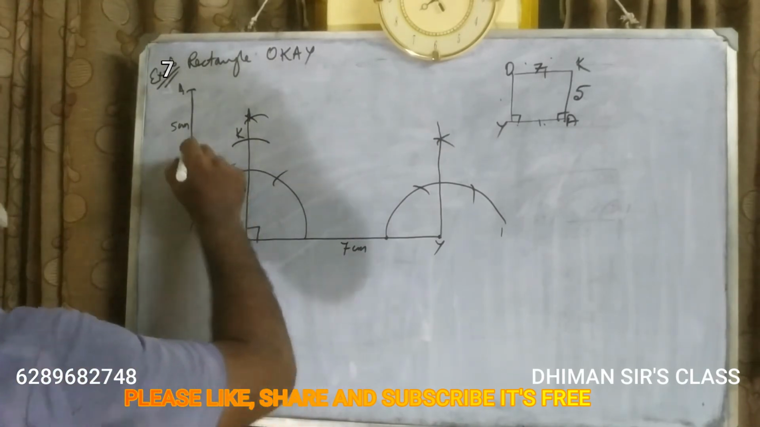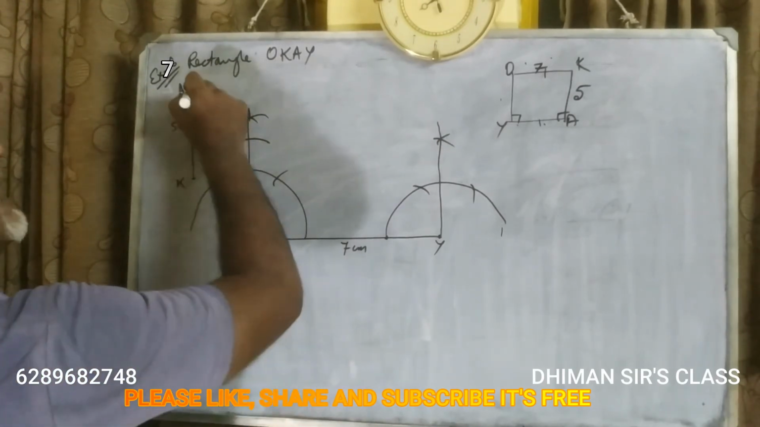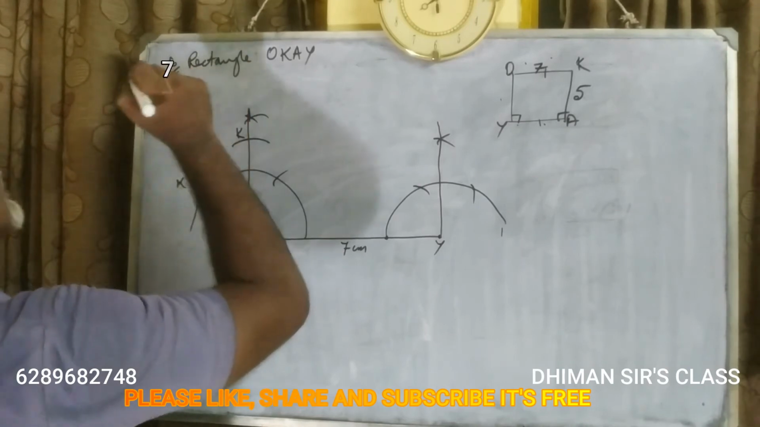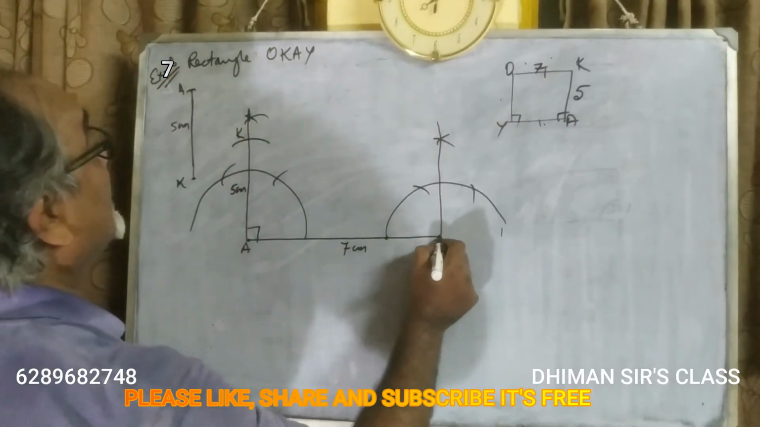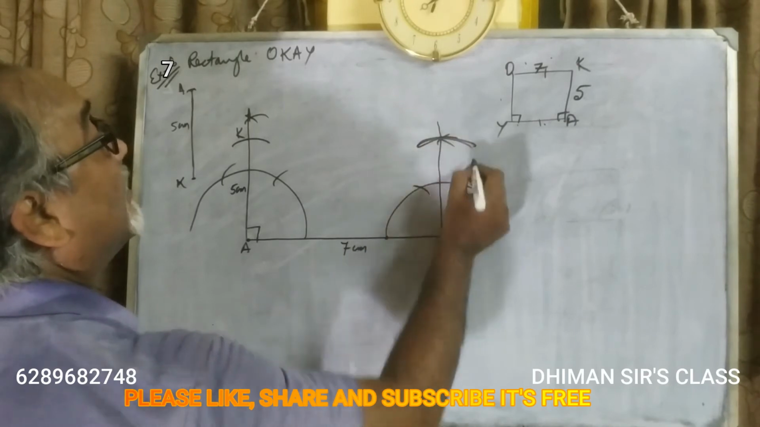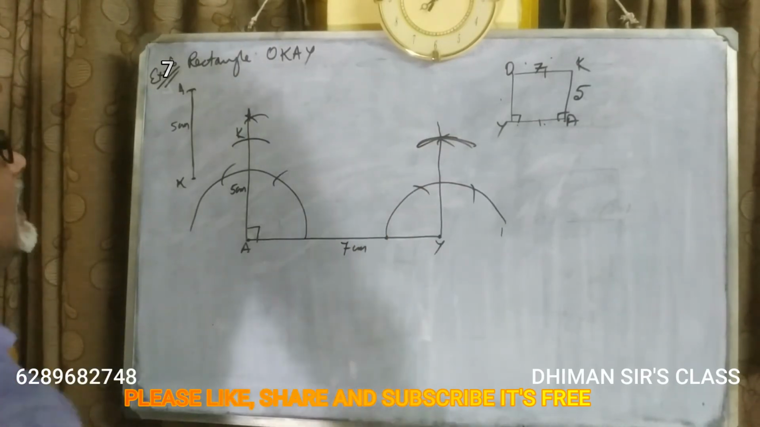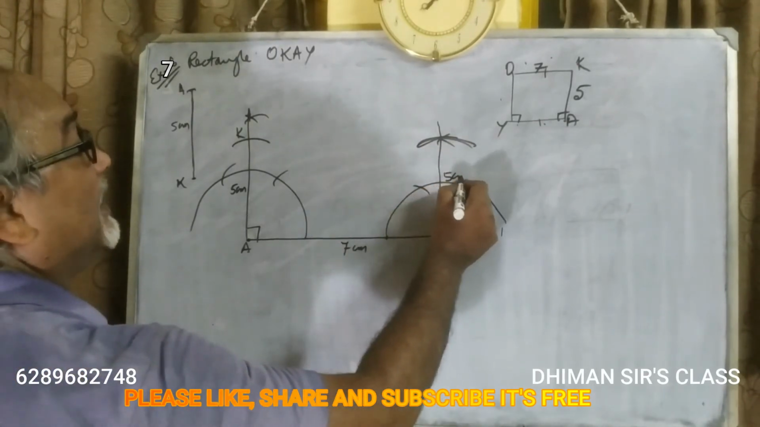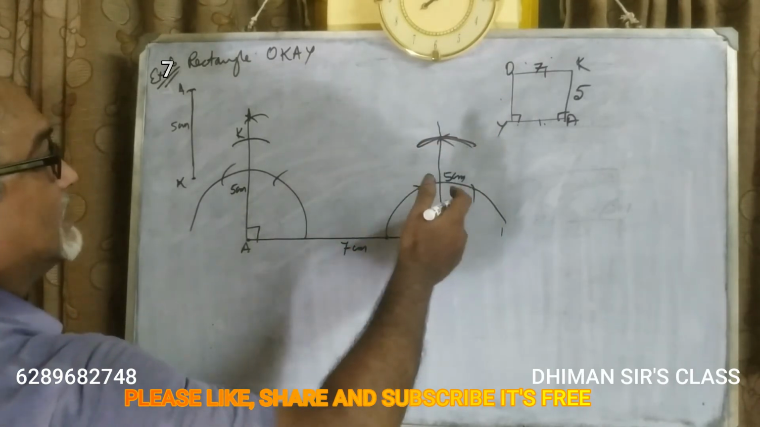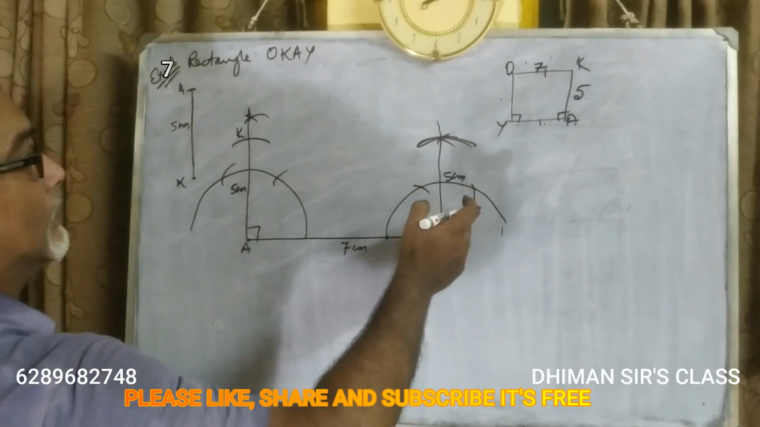Now same measurement, put the needle here and we take this measurement. Put the needle here. Somewhere here you will get the arc. Okay. This will be again 5 centimeter. Yes, AK is equal to AY.